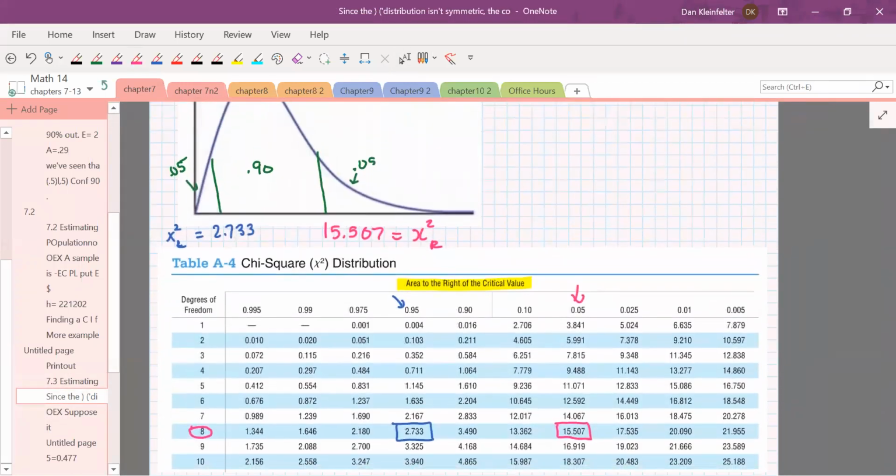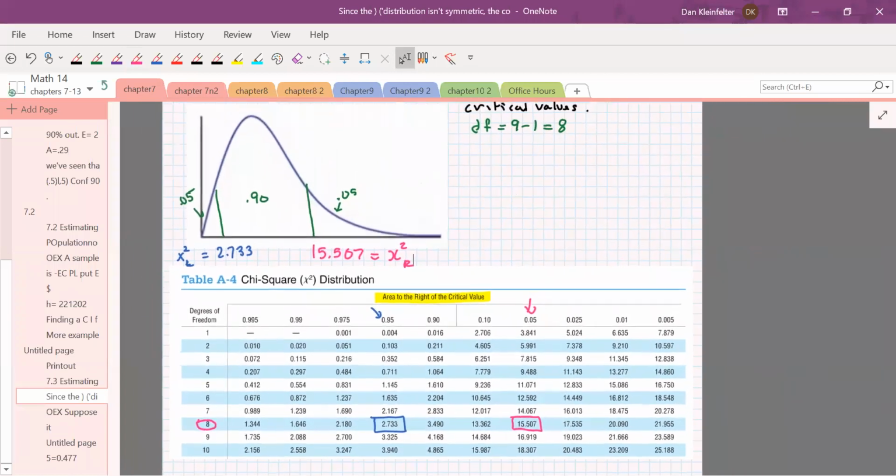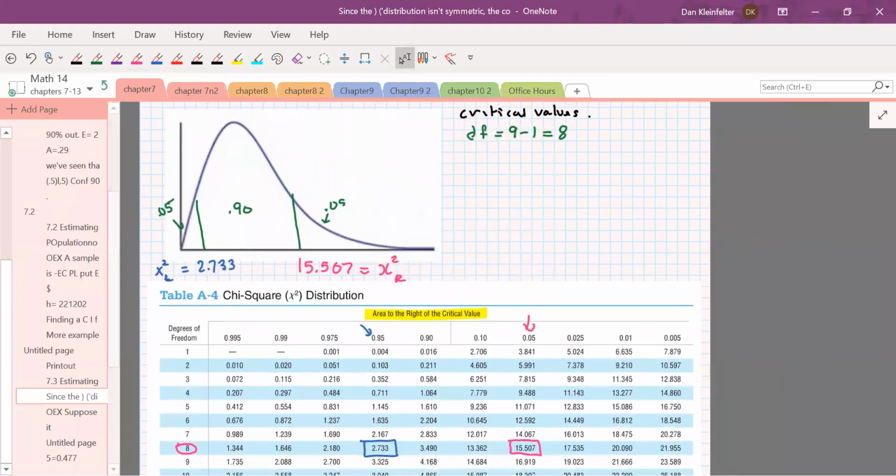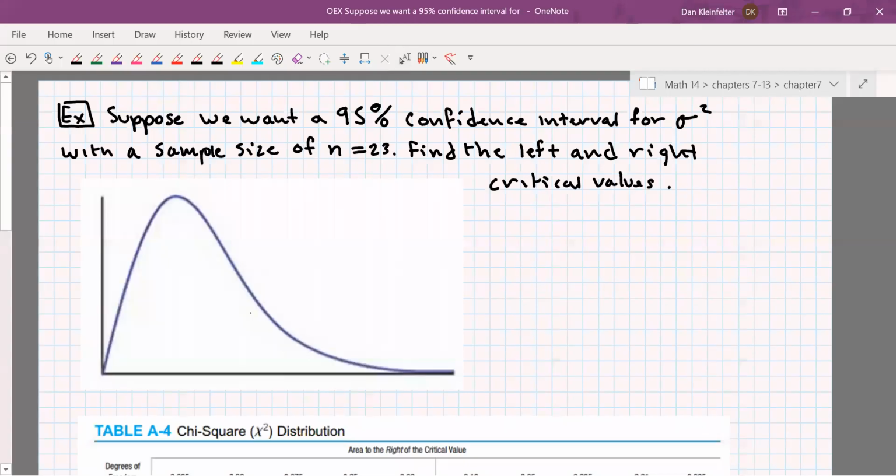So take some time to work through this example on your own and make sure that you can see where the values are coming from in the table. Now we're going to try another example. In this one, let's say that we're going to try to find a 95% confidence interval for the variance, and we have a sample size of 23. We'll find the left and right critical values.